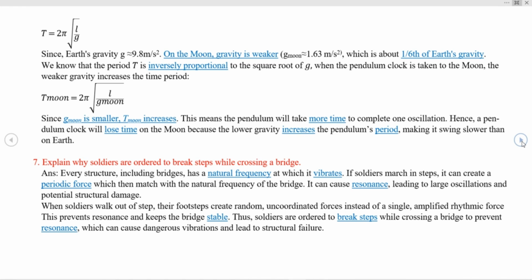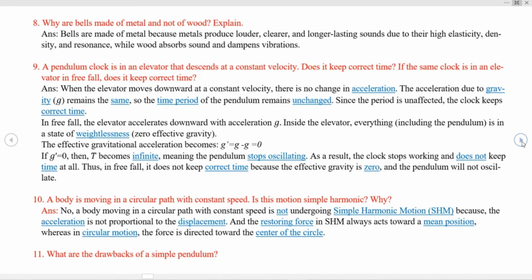When soldiers walk out of step, their footsteps create random, uncoordinated forces instead of a single amplified rhythmic force. This prevents resonance and keeps the bridge stable. Thus, soldiers are ordered to break steps while crossing a bridge to prevent resonance, which can cause dangerous vibrations and lead to structural failure.